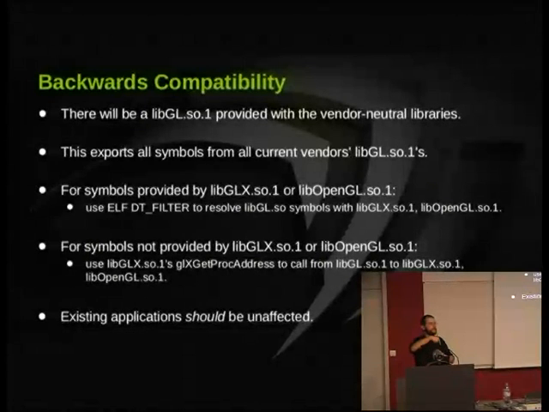Now, for all the symbols that do map directly to things in libOpenGL, then just ELF filter through to those. For the rest, the vendor-specific extension entry points and things like that, in the vendor-neutral libGL, that would have to get proc address to get the right thing to call to.